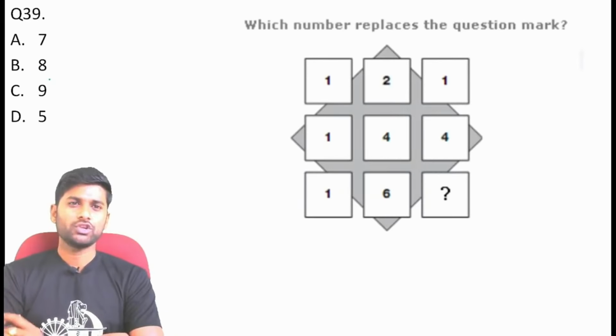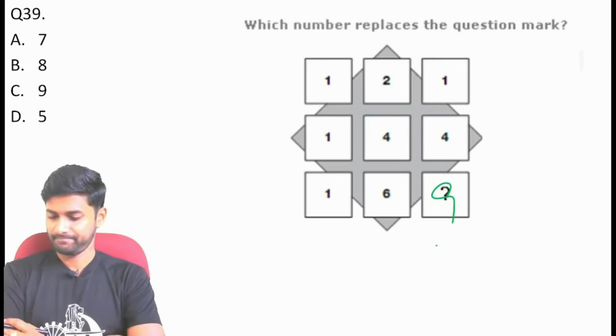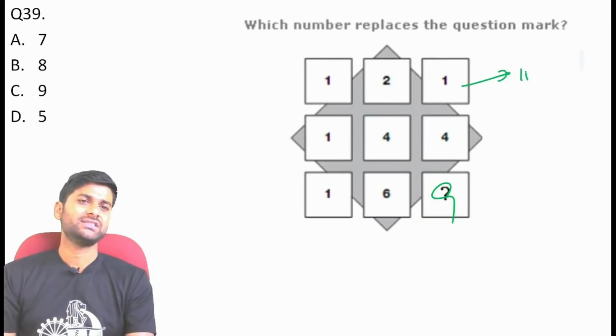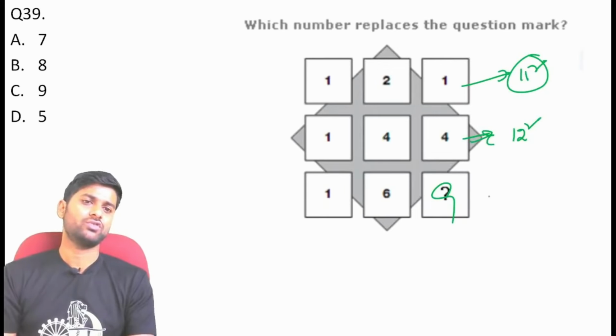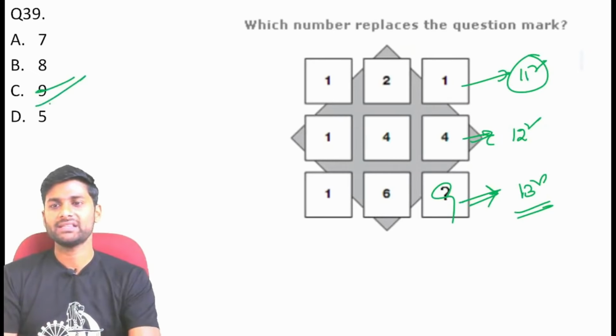Next one. See 1, 2, 1, 1, 4, 4, 1, 6, dash. So directly I can choose the answer 9. See, this is exactly equal to 11 square. 11 square is 121. So this is 12 square. 12 square is equal to 144. And the next number is 13 square. 13 square is represented by 169. The answer becomes 9, it is the perfect answer.